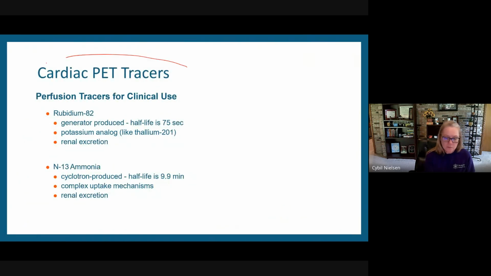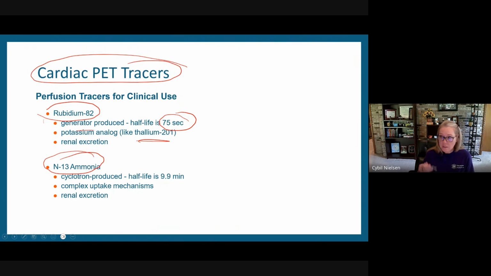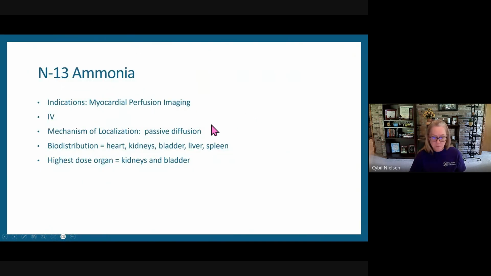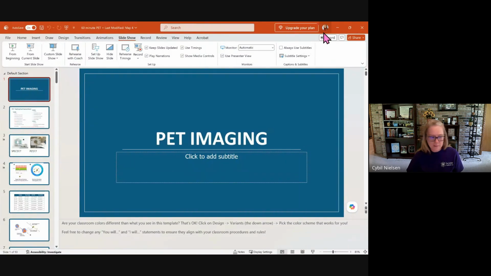All right, last one, cardiac PET tracers. We have rubidium and ammonia. Rubidium is going to be in a generator, 75-second half-life. It's like thallium, so the uptake is really good in the heart, and we don't have a lot of uptake in the liver. Ammonia, very short half-life, but it's made in a cyclotron. So you have to have a cyclotron that's really close to you if you're going to use ammonia. But basically, it's just an MPI scan. Same thing with ammonia. All right. That is PET in 30 minutes.